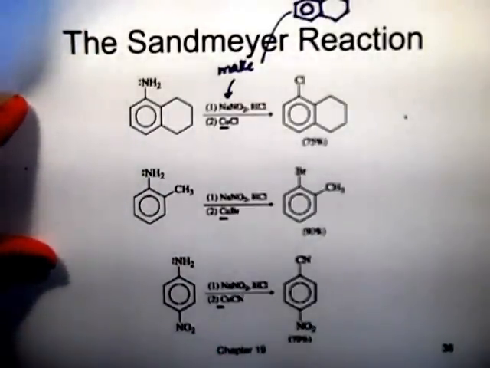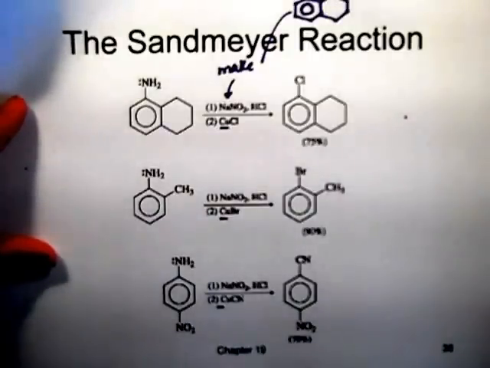That's it. That's the chapter of amines. Now I need you to work problems. So go to the back of the book and then go to Sapling and start doing problems.